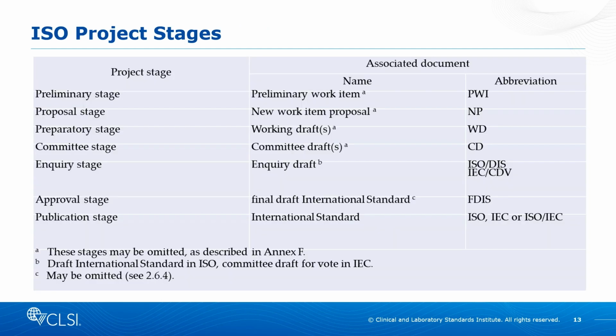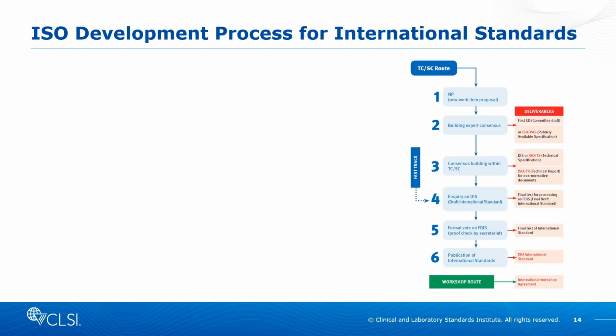Now that we have reviewed the types of ISO documents, let's look at how the documents get developed. This table shows the various stages in the ISO process. A preliminary work item is recommended by a working group to the technical committee. A resolution ballot registers the project.